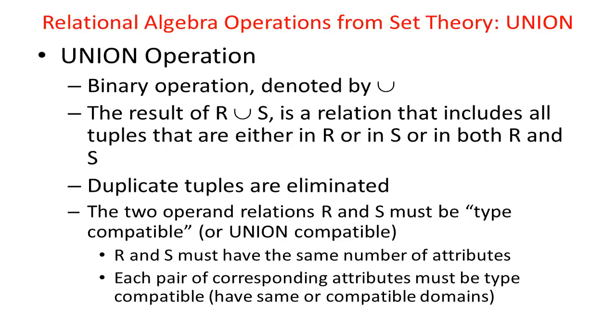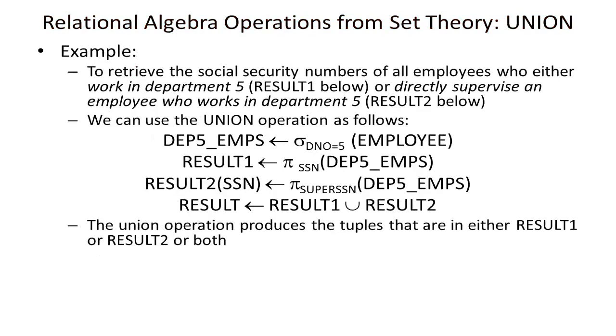Here the two operand relations R and S must be type compatible. When you use the union operation, you should have type compatibility, that is, R and S must have the same number of attributes. Then a relational algebra operation from the set theory, union. This is for the example.